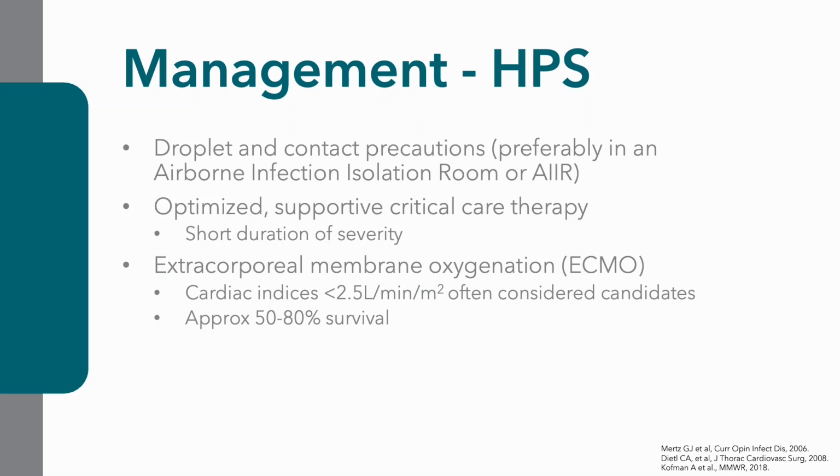The management of HPS includes the following specific domains and principles. The first, anyone who is suspected of having HPS should be placed in droplet and contact precautions, if able, preferably in an airborne infection isolation room, or AIIR. These are negative pressure isolation rooms, which, if there is any concern for the Andes virus or person-to-person spread, will hopefully mitigate.